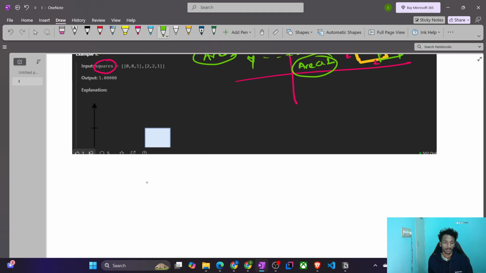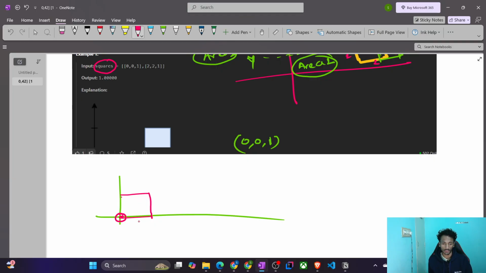Example 1 is 0, 0, 1, and 2, 2, 1. The first square has a point at 0, 0. Since it is a square, the length will be equal on all sides, and here the length is 1. So the other 3 points will be 1, 0, then 1, 1, and 0, 1. We have got the 4 points.